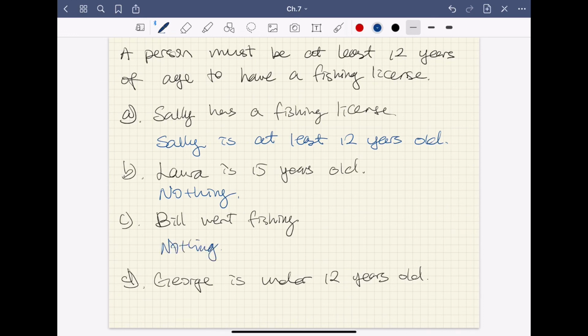Nothing. Last one. George is under 12 years old. Well, we know that if you want to get a fishing license, you must be at least 12 years old. So if he's under 12 years old, then that means he does not have a license.